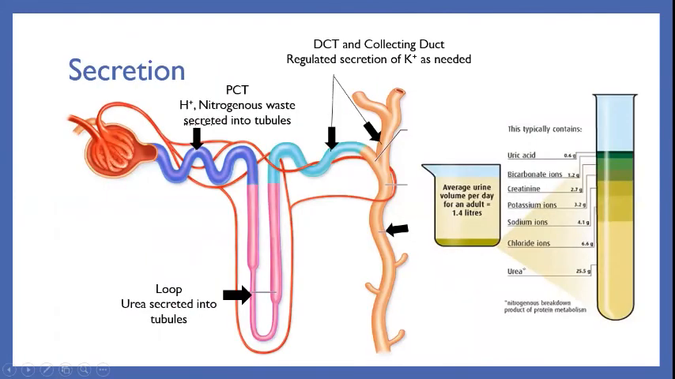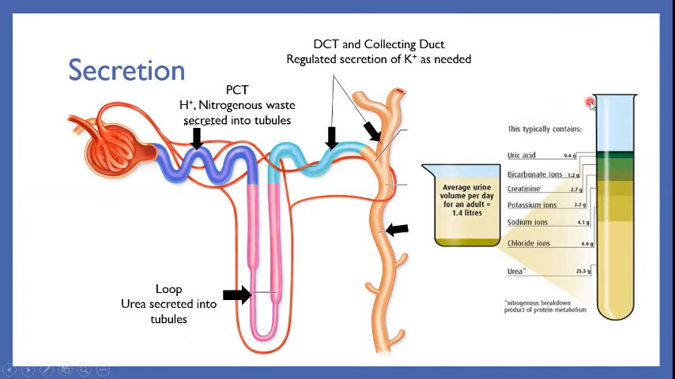Now, secretion is also happening. Excess hydrogen ions and nitrogenous waste can be secreted into the tubules. Urea can be secreted into the loop. And the distal convoluted tubule and the collecting duct is where we can secrete potassium as needed.